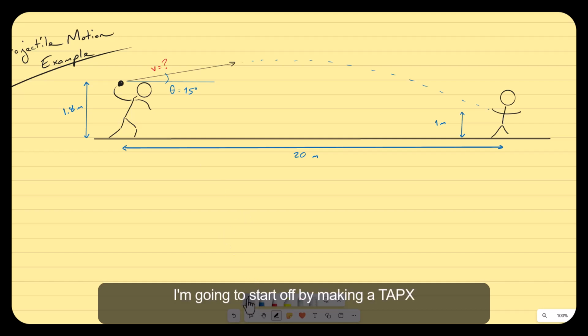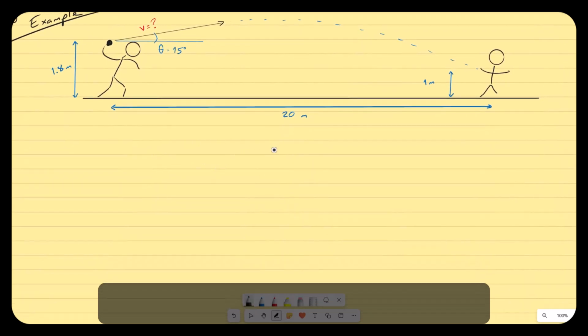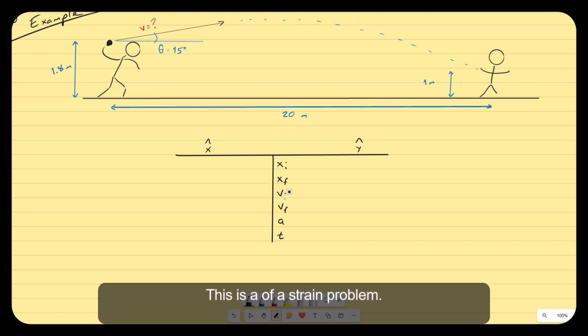I'm going to start off by making a table. X initial, X final, V initial, V final, acceleration, and time. I'm going to do this for the X direction and do this for the Y direction. This is a bit of a strange problem because I'm looking for that initial speed, and that's kind of tough.